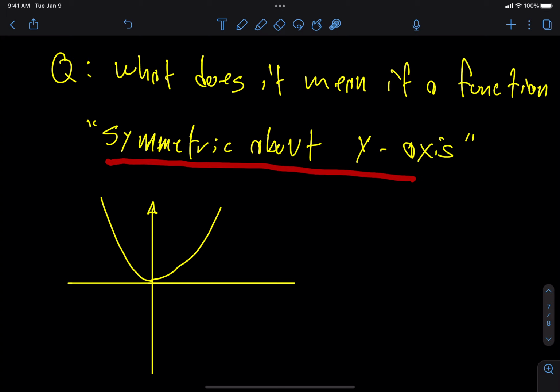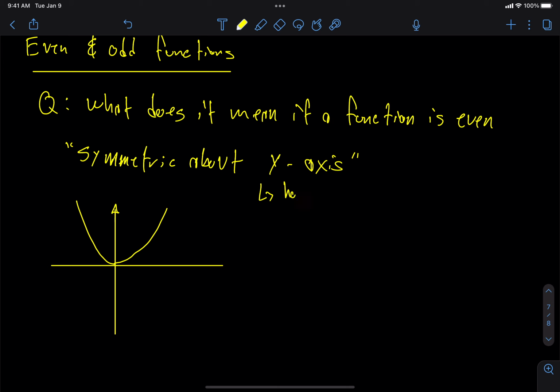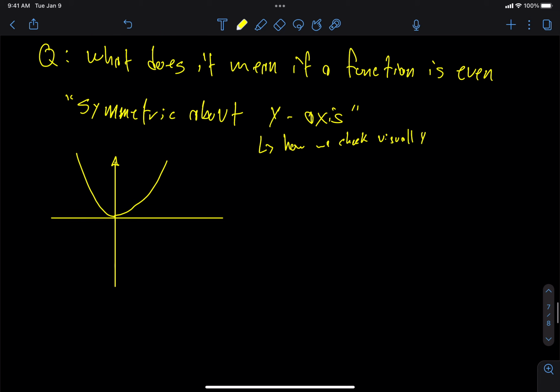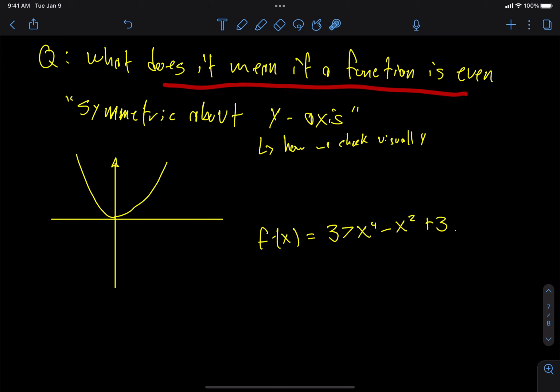We can check and look, does it look like it is symmetric about the y-axis? That's one way in which we can check if a function is even visually. So this is how we check visually. But what if instead of giving me the graph of the function, they give me a function like f of x equals 37x to the 4 minus x squared plus 3? Then how do I know? We have one definition of what it means for a function to be even. Its graph should be symmetric.